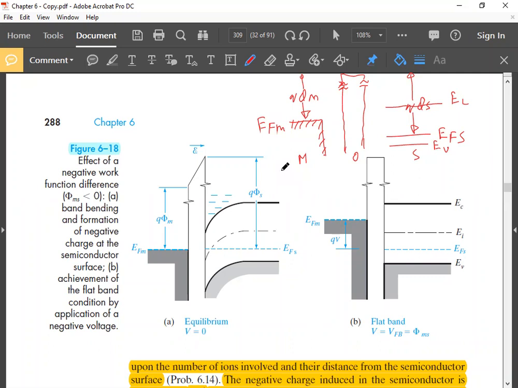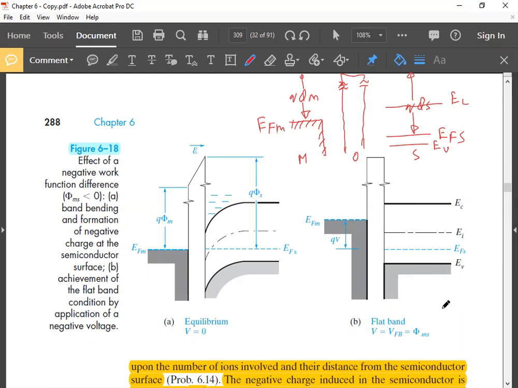The electric field will be minus E, and this is Q phi m minus Q phi s, that is phi m minus phi s. That means you have to apply phi ms voltage at the gate. Phi ms is negative, remember. So when you apply phi ms voltage at the gate, the flat band voltage VFB is phi ms, and the bands will become flat.